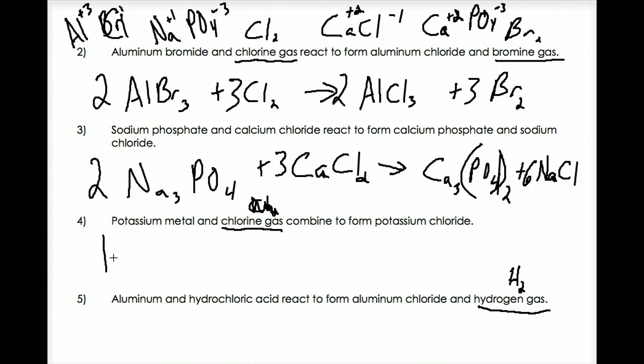Potassium metal, K, plus chlorine gas. We already said that was Cl2. Combined to form, that means arrow, potassium chloride. Potassium chloride is K plus 1, Cl minus 1. So it's just KCl.